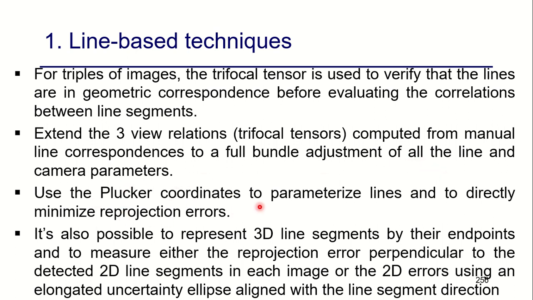Use the Plücker coordinates to parameterize the lines and to directly minimize the reprojection errors. It's also possible to represent the 3D line segments by their endpoints and to measure either the reprojection error perpendicular to the detected 2D line segments in each image, or the 2D errors using an elongated uncertainty ellipse aligned with the line segment direction.